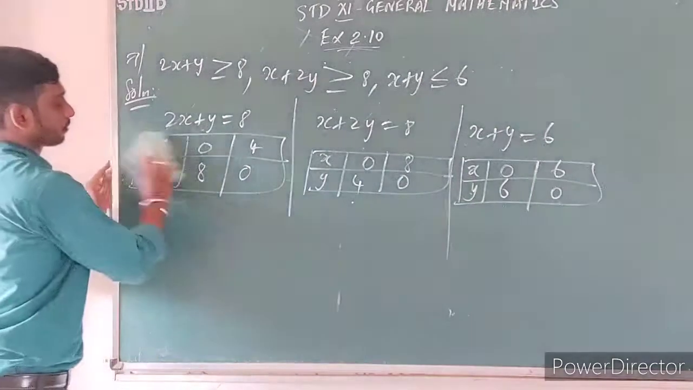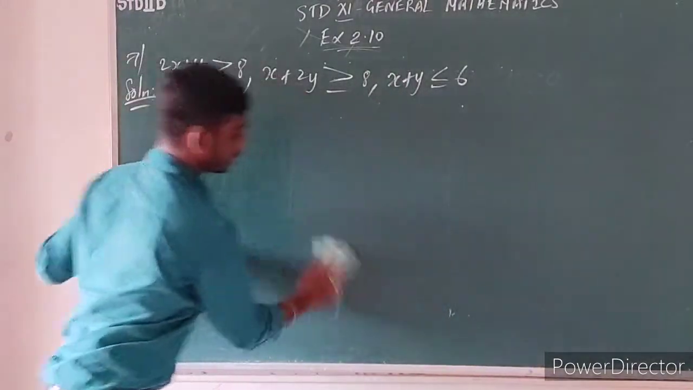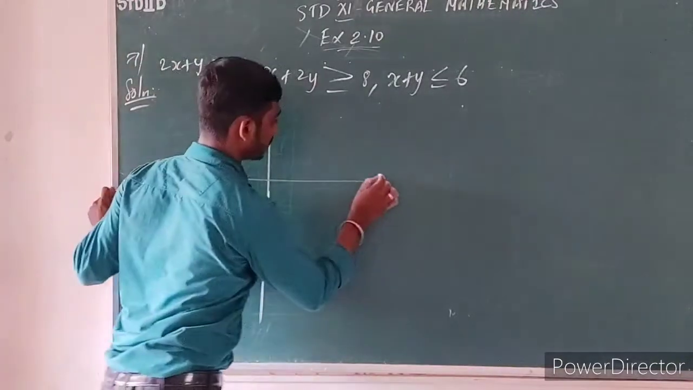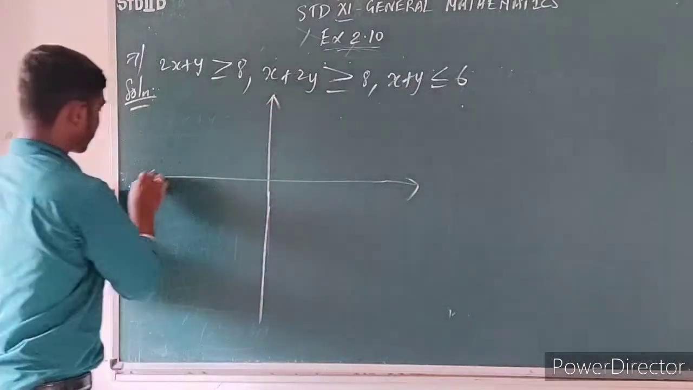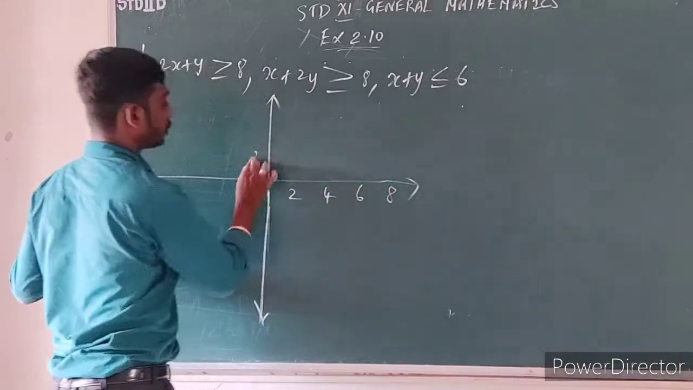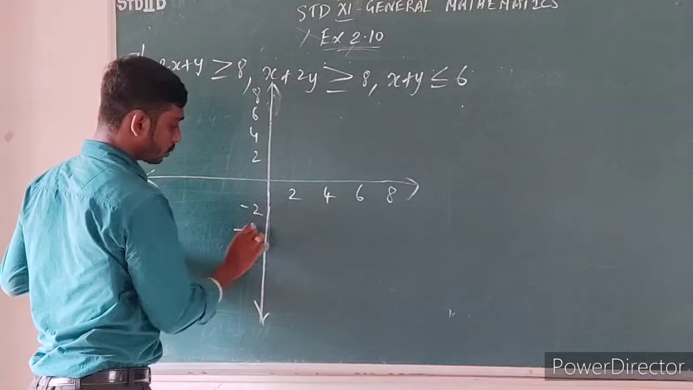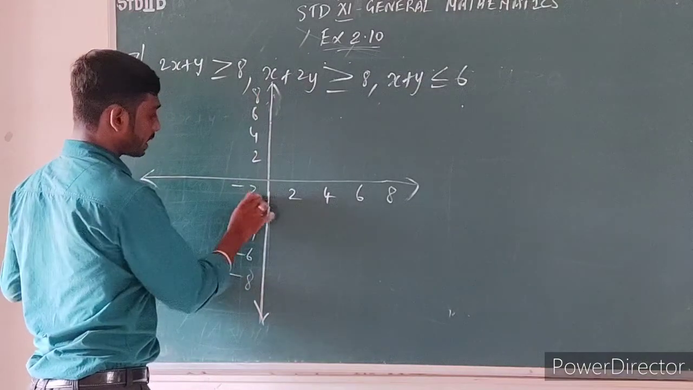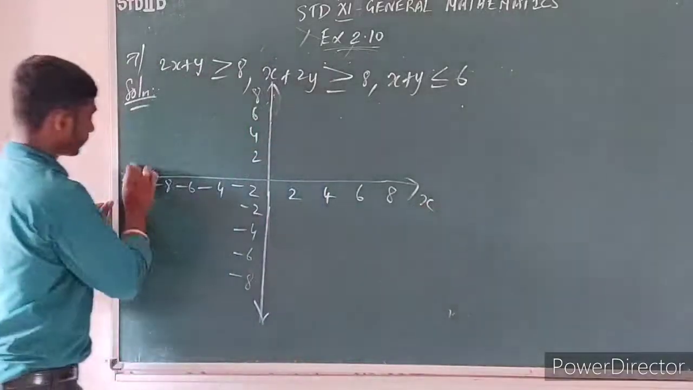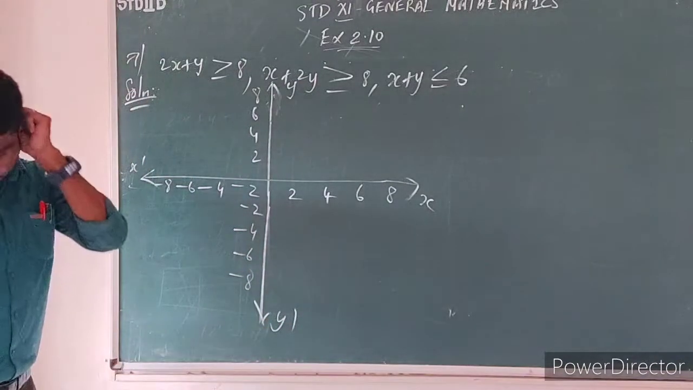Now draw the graph for these 3 equations. Let's draw this one. This one is x: 2, 4, 6, 8 and 2, 4, 6, 8, and minus 2, minus 4, minus 6, minus 8, on both axes, x dash and y dash here. Then we plot the points.